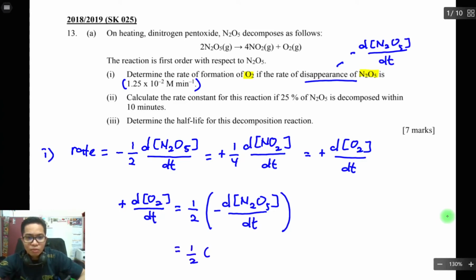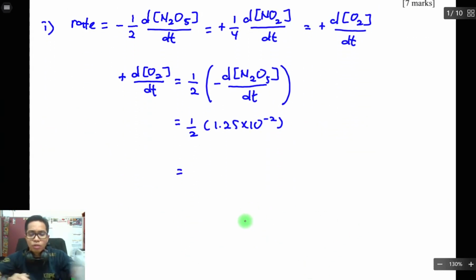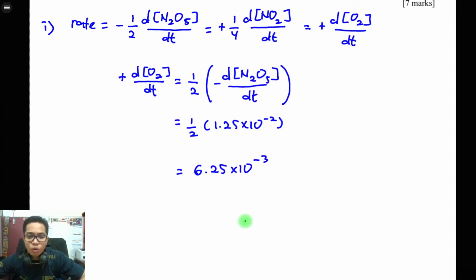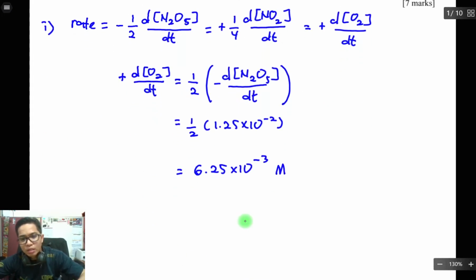So 1 over 2 times 1.25 exponent negative 2. And the answer should be 1.25 divided by 2, which is 6.25 exponent negative 3. The unit depends on our 1.25 unit. So molar per minute is given in the question, so this one is also molarity per minute. So that is for question 1.